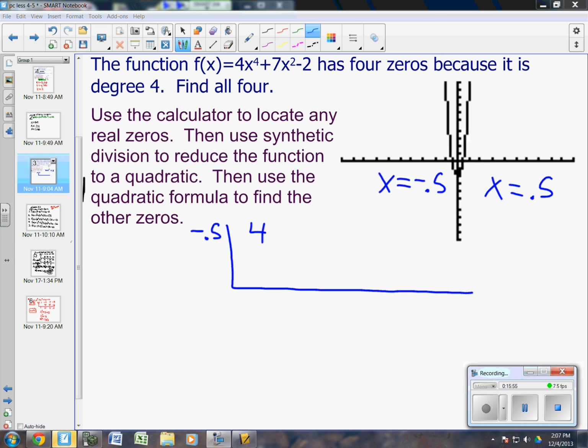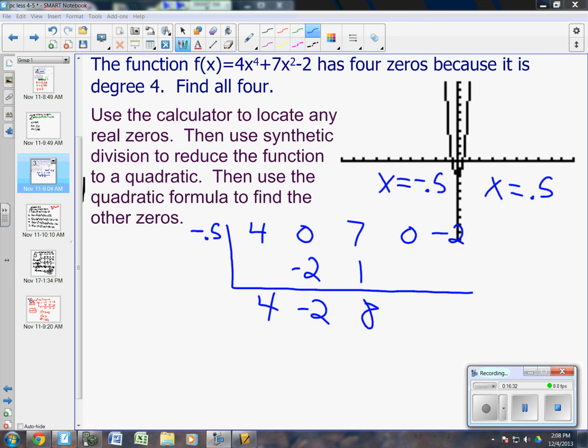4. Okay, don't forget the zeros. Bring down the 4. We're ready to begin this. By the way, times by negative 0.5, so times by 0.5 just cuts something in half, doesn't it? So 0.5 times 4 is what? It's 2. It's negative 2 because it's negative times a positive. Okay, I add, I get negative 2. What's half of 2? 1. But since it's a negative times a negative, it's a positive 1.